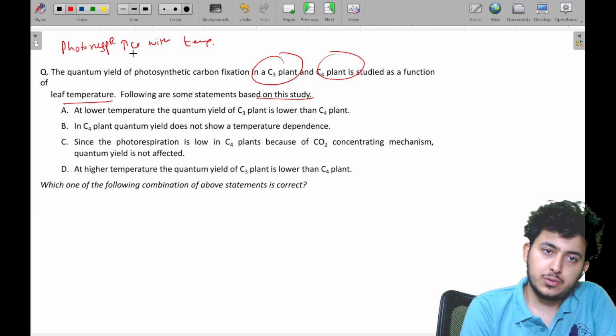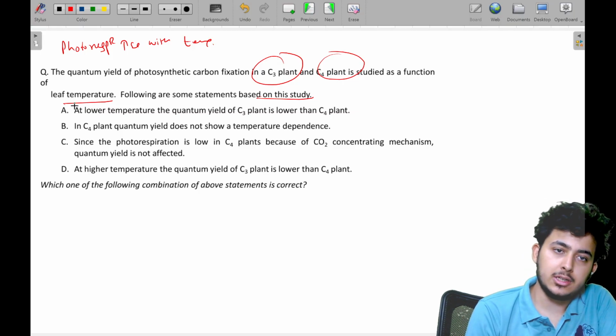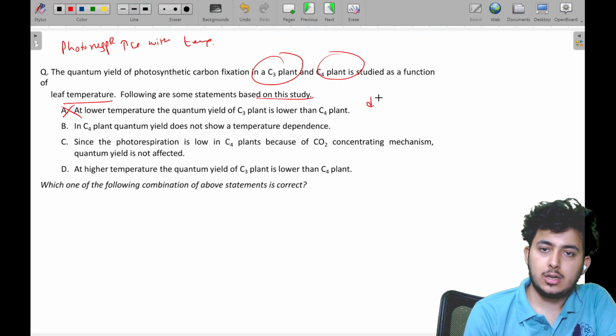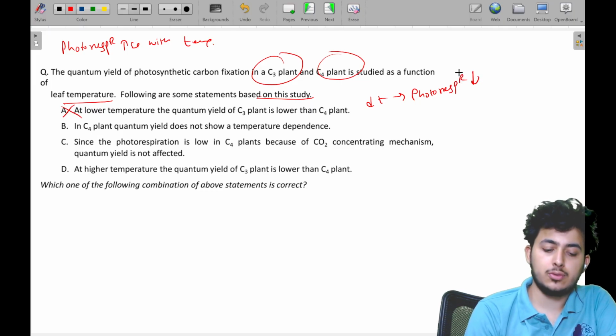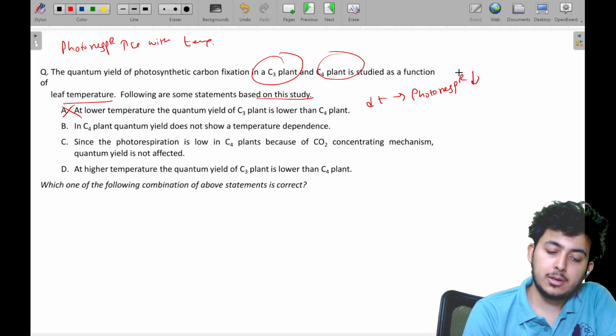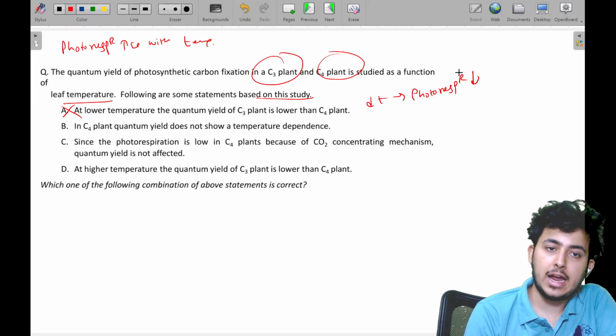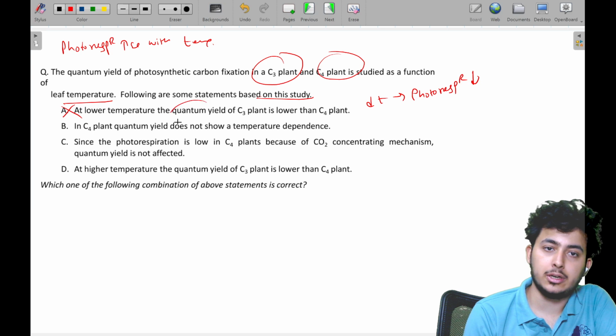So at lower temperature, the statement that the quantum yield of the C3 plant is lower than that of the C4 plant is incorrect. Why is this incorrect? Because at low temperature your photorespiration will be lower. Correct or not? C3 plants work efficiently because they now show lower photorespiration, and their quantum yield will be higher.